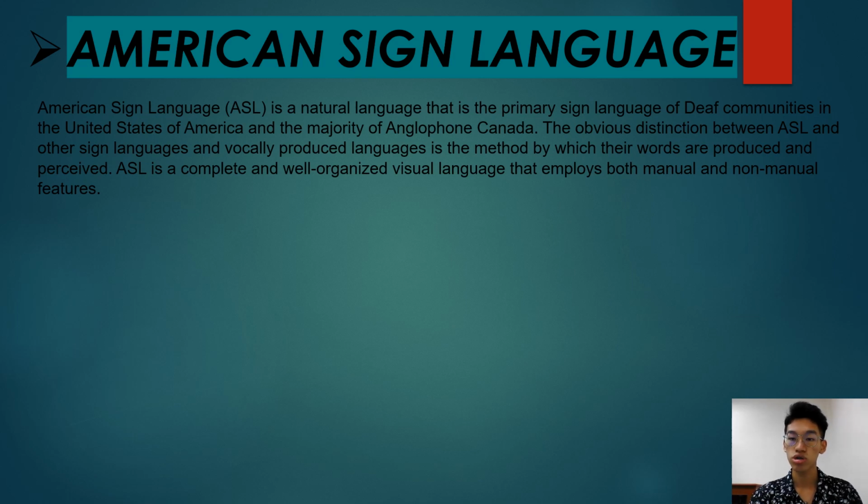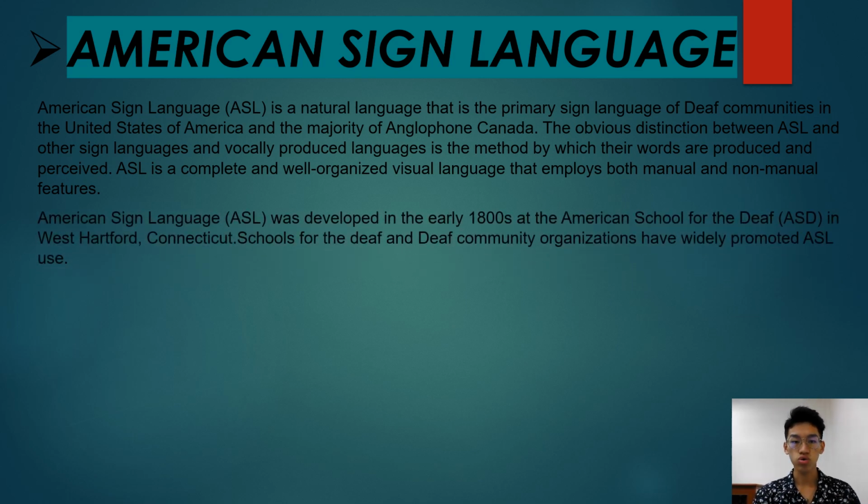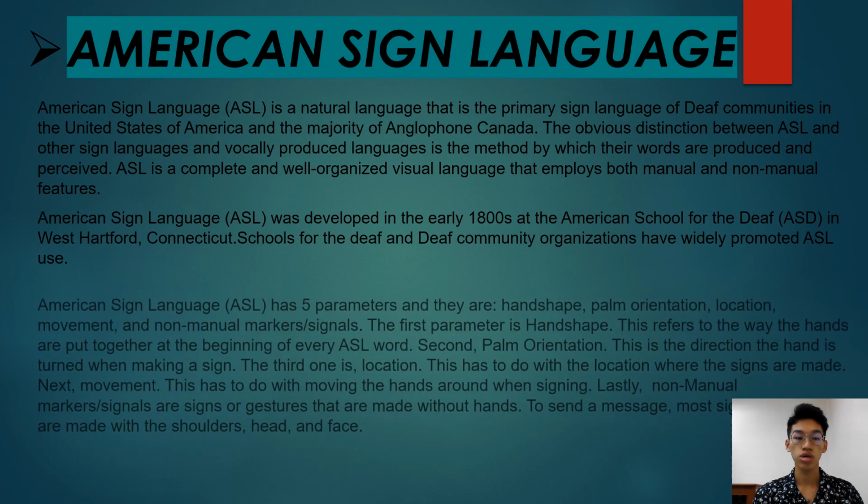The obvious distinction between ASL and other sign languages and vocally produced languages is the method by which their words are produced and perceived. ASL is a complete and well-organized visual language that employs both manual and non-manual features. ASL was developed in the early 18th century at the American School for the Deaf in West Hartford, Connecticut. Schools for the Deaf and Deaf community organizations have widely promoted ASL use.